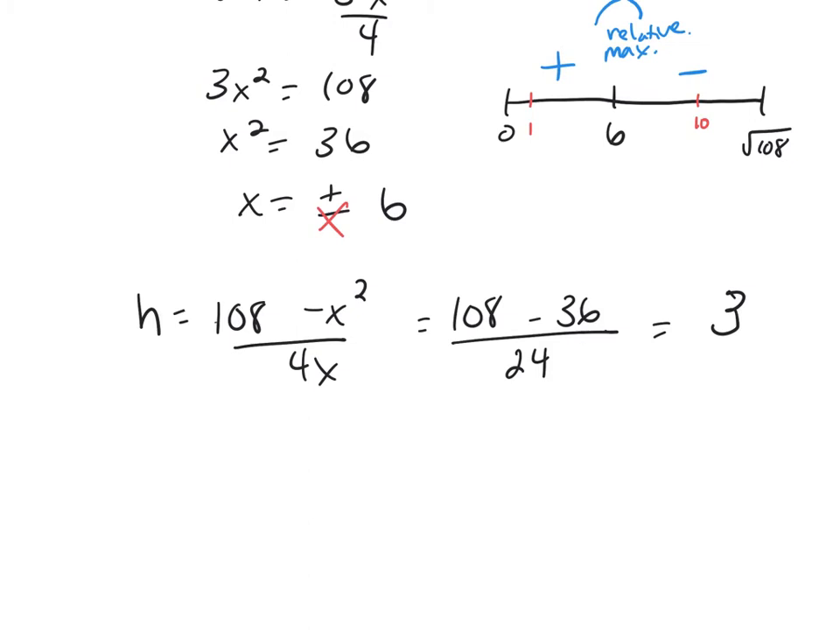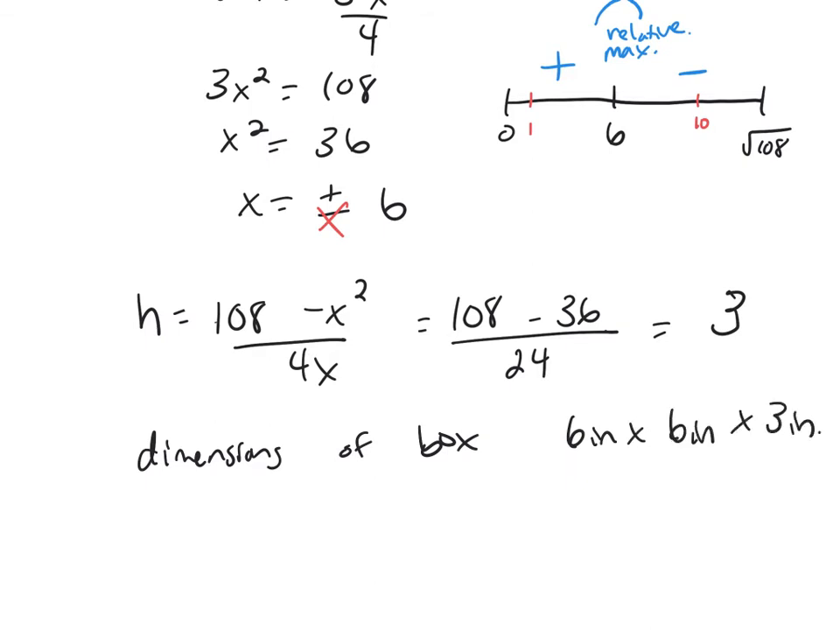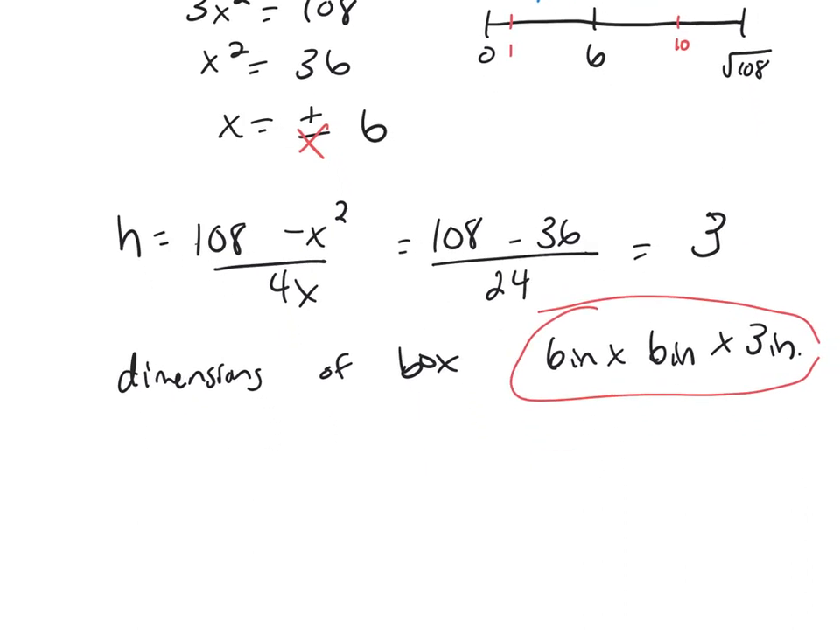So the dimensions of the box that produce the maximum volume are 6 inches by 6 inches by 3 inches. And that will give you a box with a surface area of 108 square inches, and we will have maximized the volume.